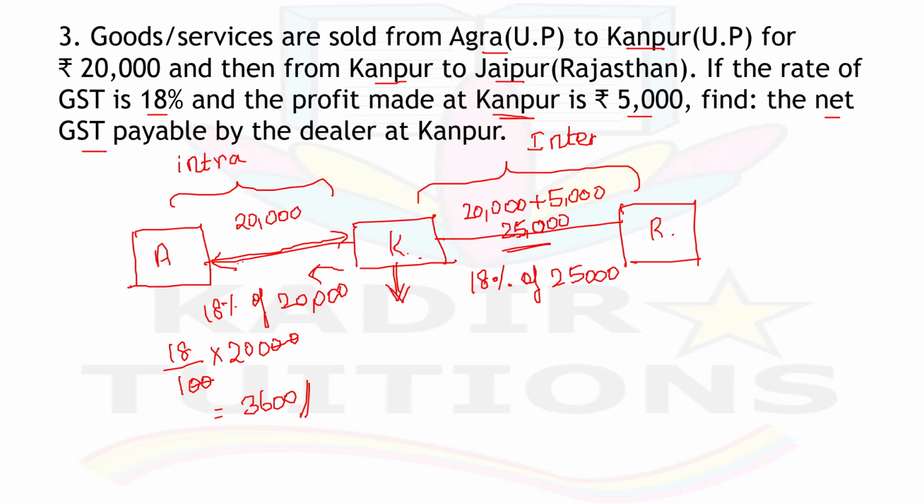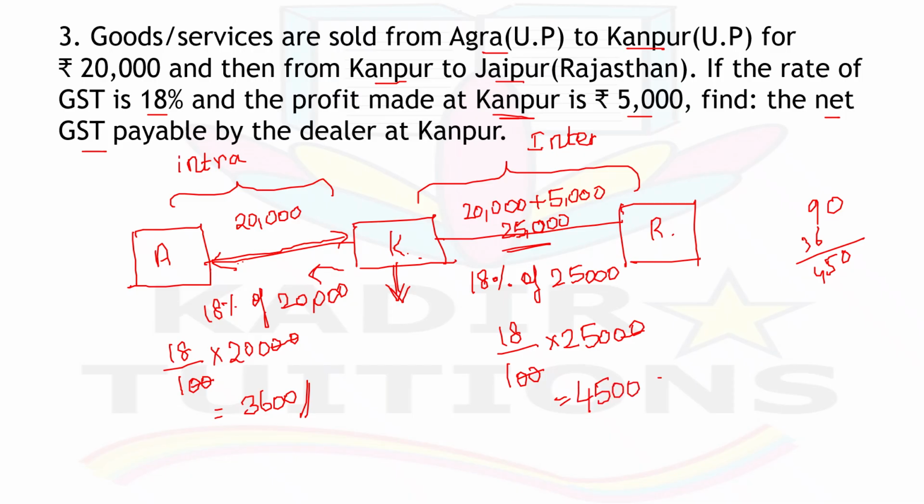Okay. Now, how much did the Kanpur person receive from the Rajasthan person, right? So first let's calculate this. So 20 and 20 got cancelled. So what is 18 into 25? It's nothing but 450, and one more zero is there, so it's 4,500.